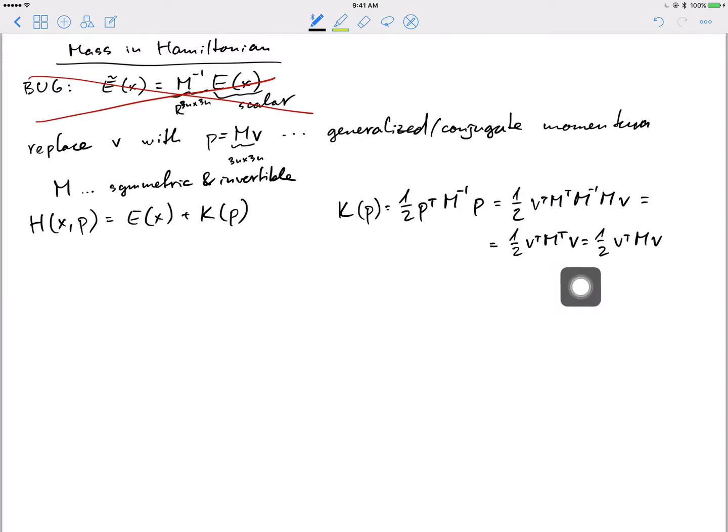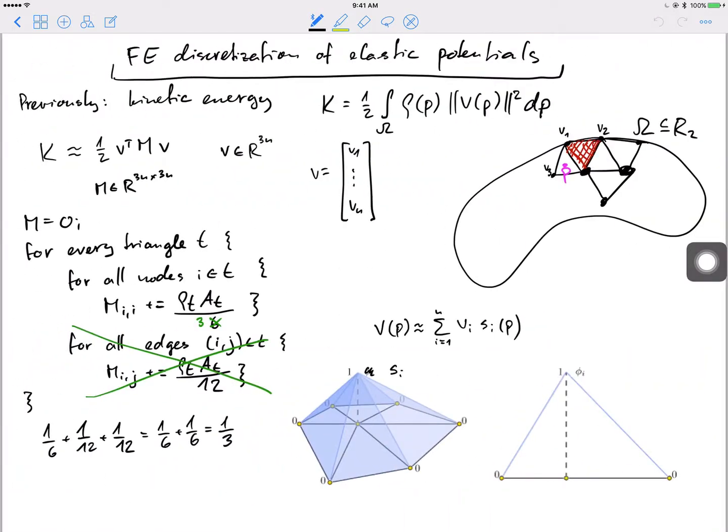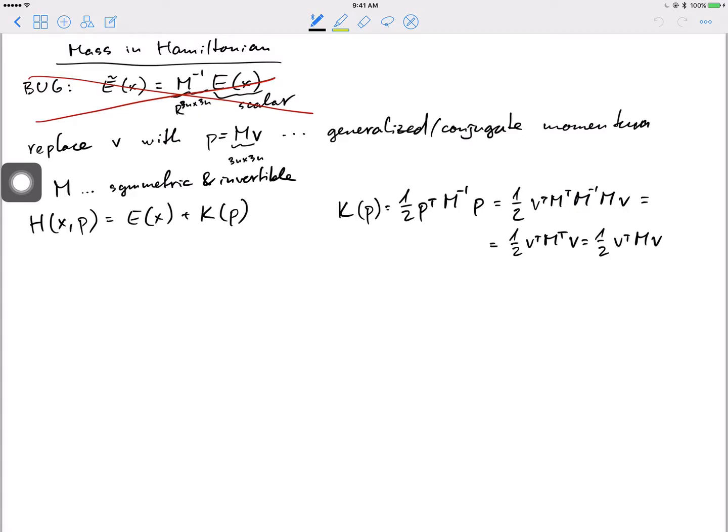Okay, so this really is the same kinetic energy we were talking about here, except that the kinetic energy is reparametrized in terms of the p variable. Oh, by the way, this thing I find a little bit confusing.